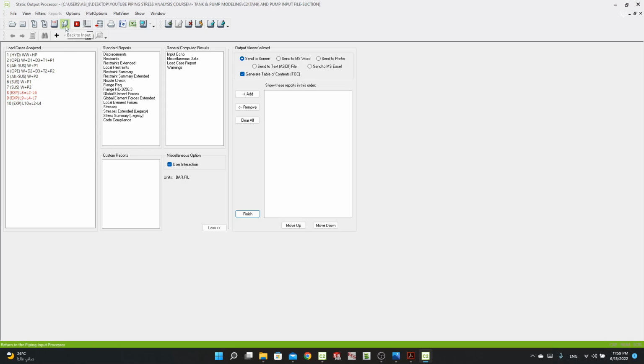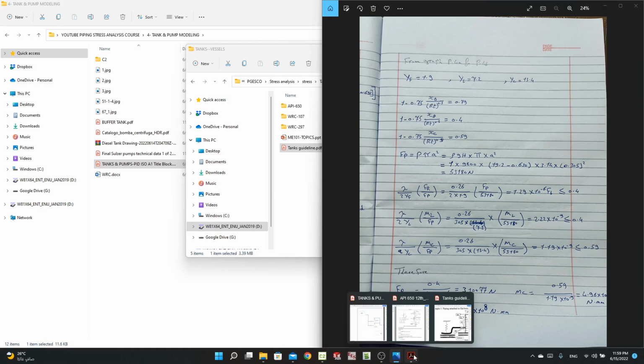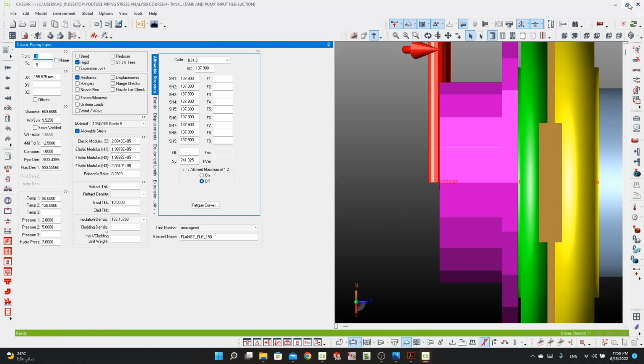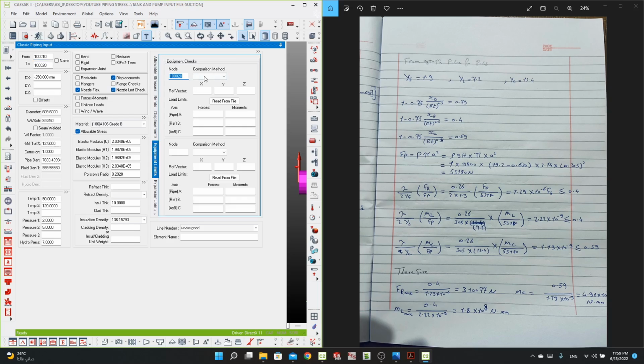After we run, we now need to set the limits that we already calculated. So we'll go back to the input file to set our limits, the nozzle limits. How can that be done? First of all, we need to go to the last node. Then we put the nozzle limit check for absolute, and we need the vector of the tank, which is y, and we'll insert it here.